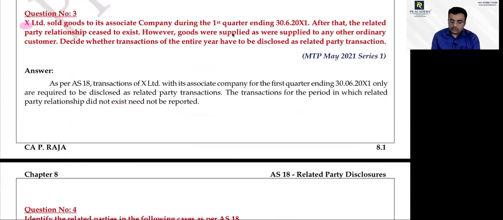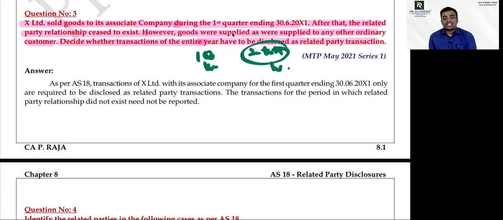X Limited sold goods to Associates Company. Associates Company, of course, you know that. During the first quarter ending 30/6/2011, after that related party relationship ceased to exist. However, goods were supplied to them like any other ordinary customer. Decide whether the transaction of entire year have to be disclosed as a related party transaction. First quarter related party, we said. Second to fourth quarter is not related party. Hence, I don't want to disclose any transaction during that period.